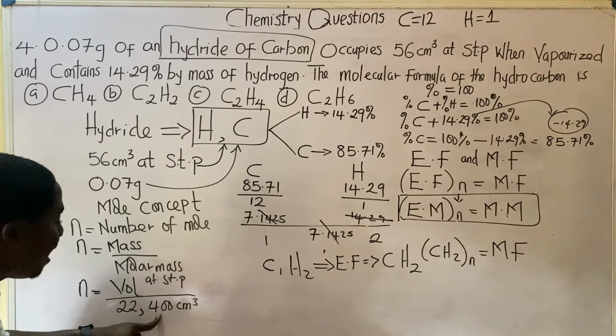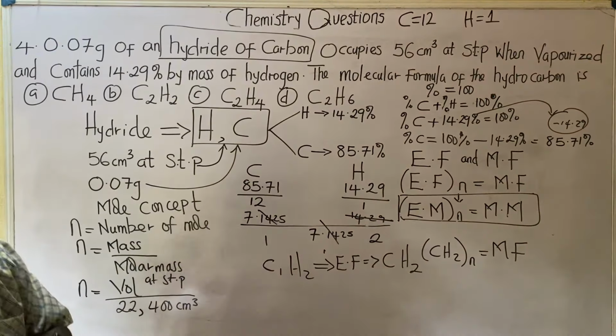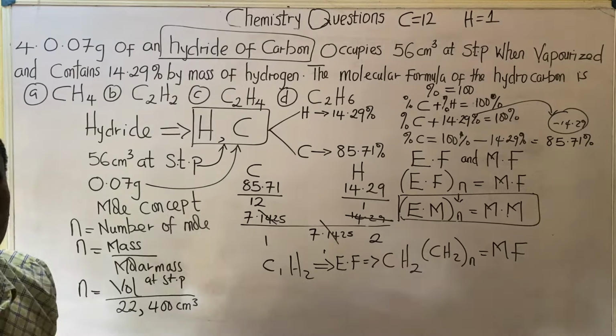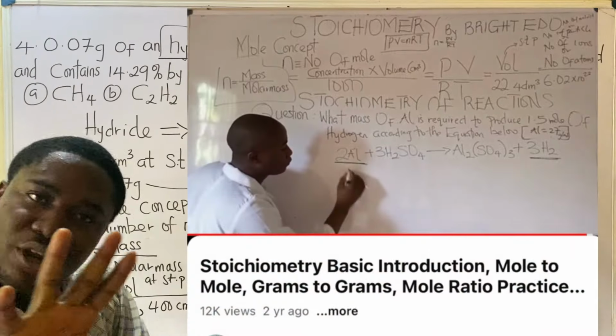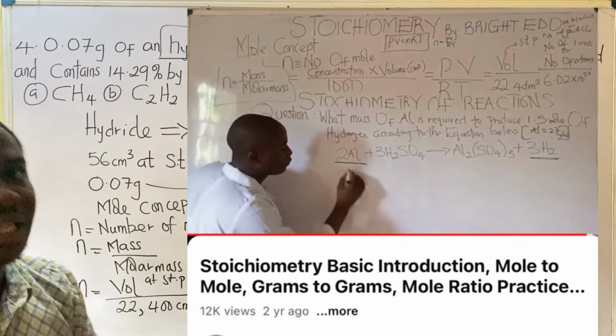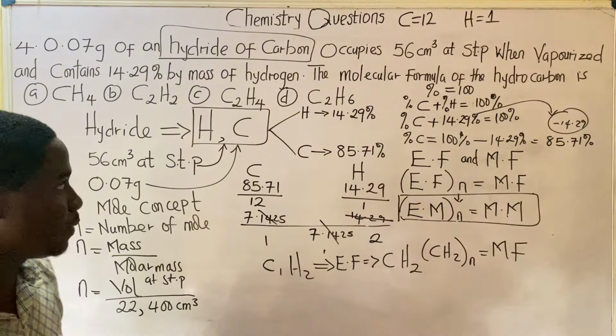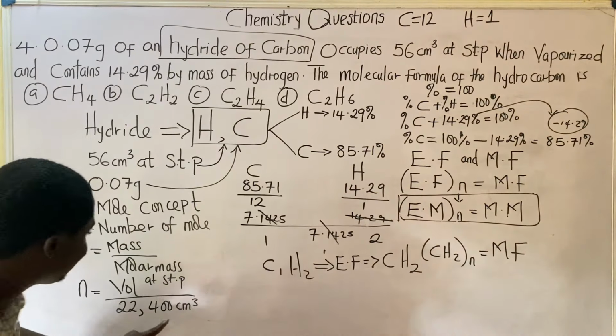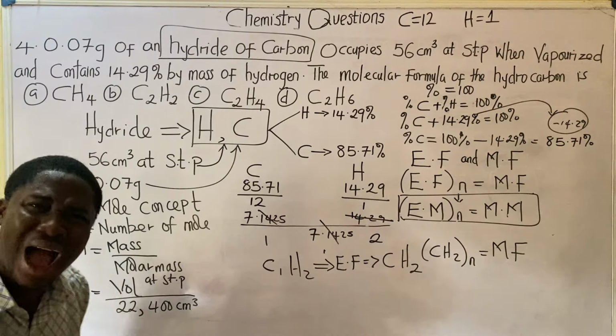Here can be in dm cube or cm cube. Why did I change to 22,400? I converted already in my head. That video lesson, go watch it. It explains everything you have to know on this particular aspect, okay? Because here was the cm cube, that's why I have to make sure that here is the cm cube as well. Are you following me?